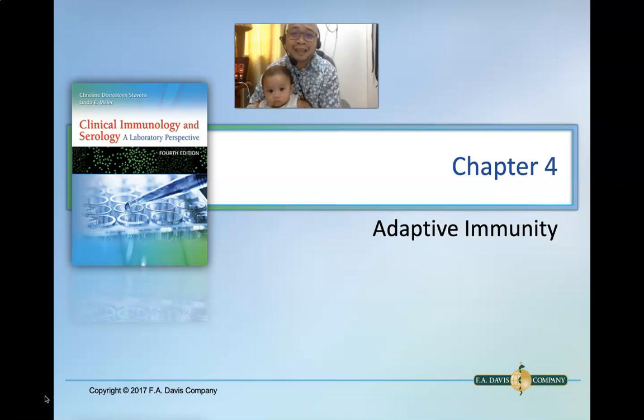Okay, so for today's lesson, we will be discussing adaptive immunity. Adaptive immunity is also known as the specific immunity, because our immune response here is actually specific toward a certain pathogen.